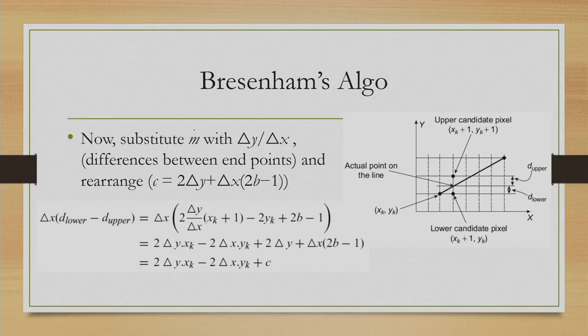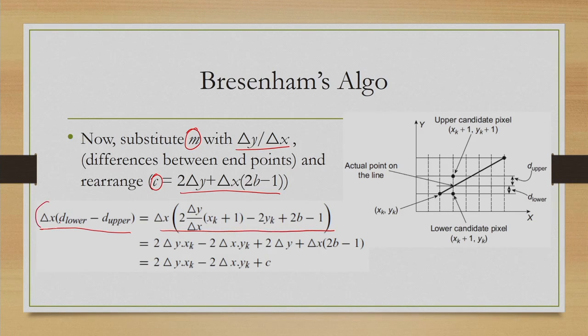Now, let us substitute m with this ratio delta y by delta x, where delta y is the y coordinate difference between the endpoints and delta x is the x coordinate difference between the endpoints. And then we rearrange and replace this expression with c, which is a constant term. As you can see here, all are constants. Then what we get? This term to be equal to this term.